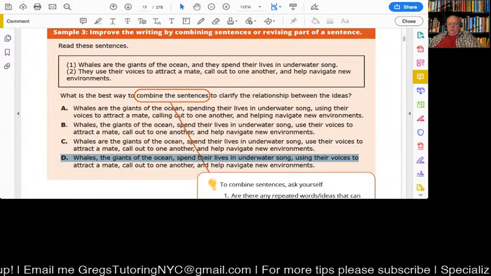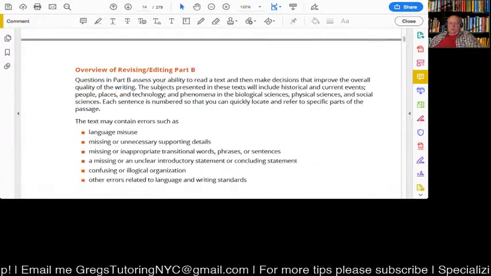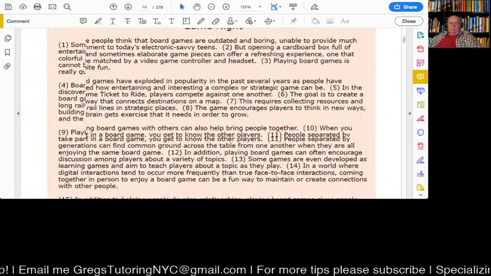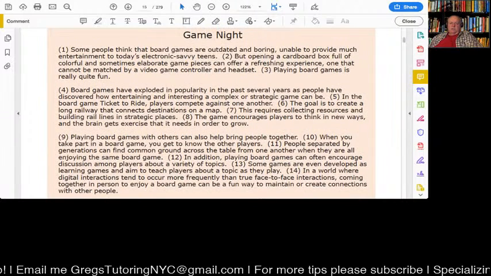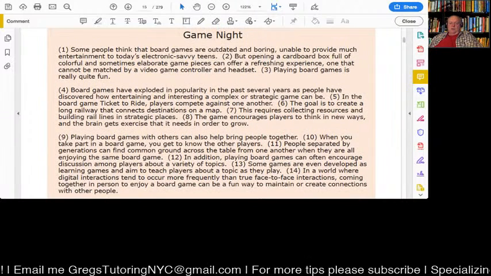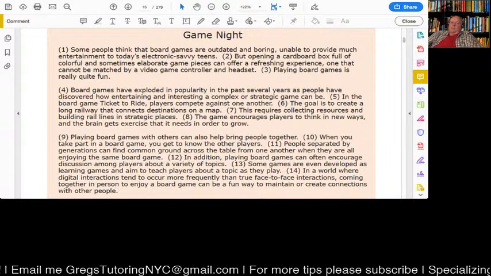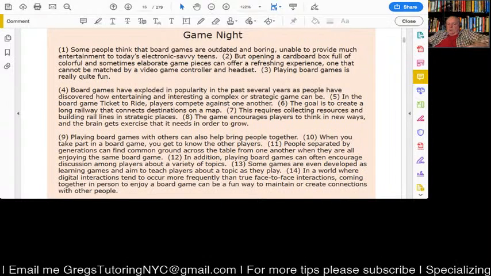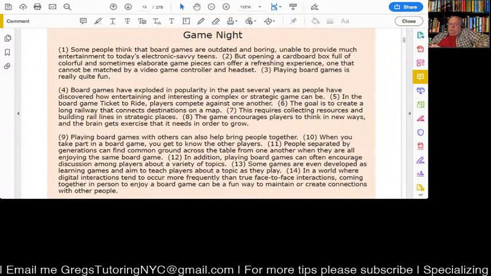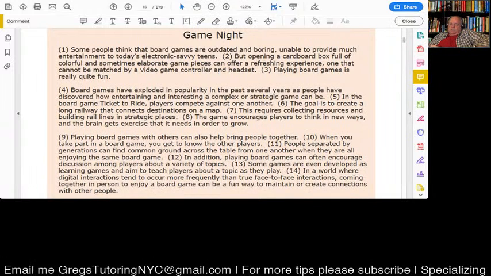So here's what I'm going to do with this. Because it's a passage, and I didn't do this in any other of my live streams, I'm going to rip this apart pretty well because I think it's something you guys need to do too. And what I'm going to do now will apply also to the reading comprehension.